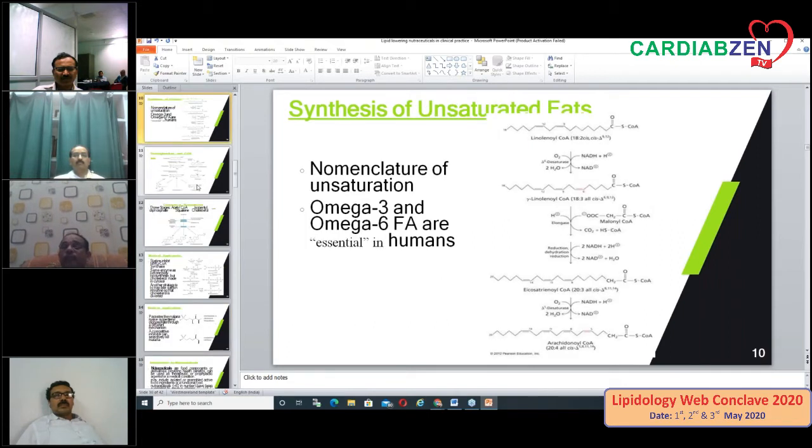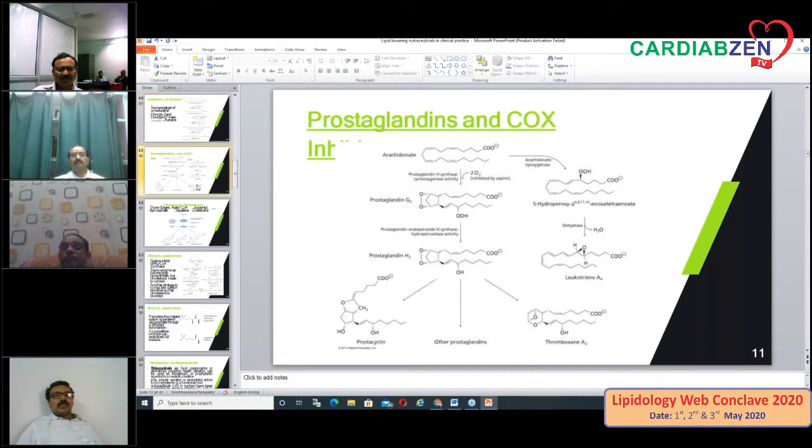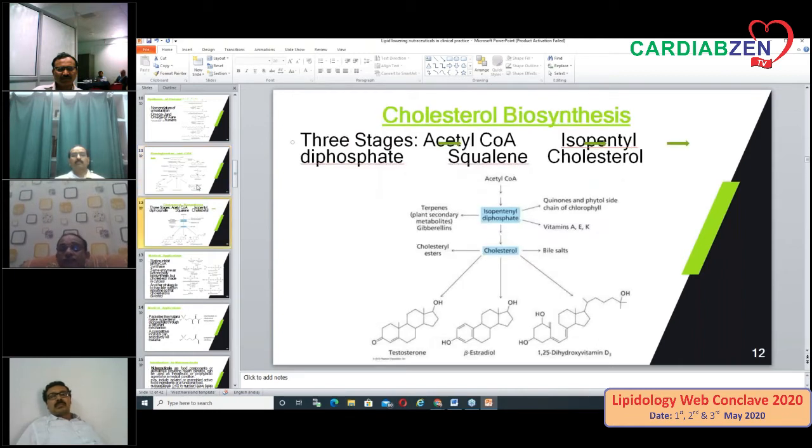The nomenclature of unsaturated fatty acids: omega-3 and omega-6 fatty acids are essential in humans. They are synthesized through arachidonic acid, where acyl coenzyme A, isopentenyl molecules and others take part in the synthesis. Ultimately, from acyl coenzyme A, isopentenyl diphosphate is formed, which leads to vitamins A, E, and K. And finally, cholesterol is synthesized.